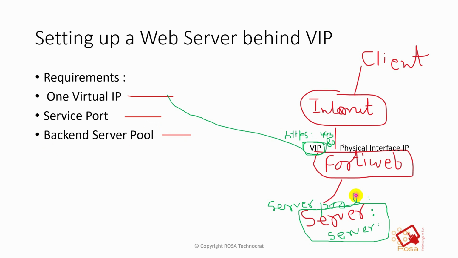And the backend server pool is a single server or multiple servers, a group of servers which are providing the same service, part of the same service cluster. That is called the server pool. This server pool you have to bind against the virtual IP, which in turn will be accessed by the client. This is just a basic setup. There might be firewalls or other routing devices in between. This is from a layer 3 perspective, of how the traffic flows.